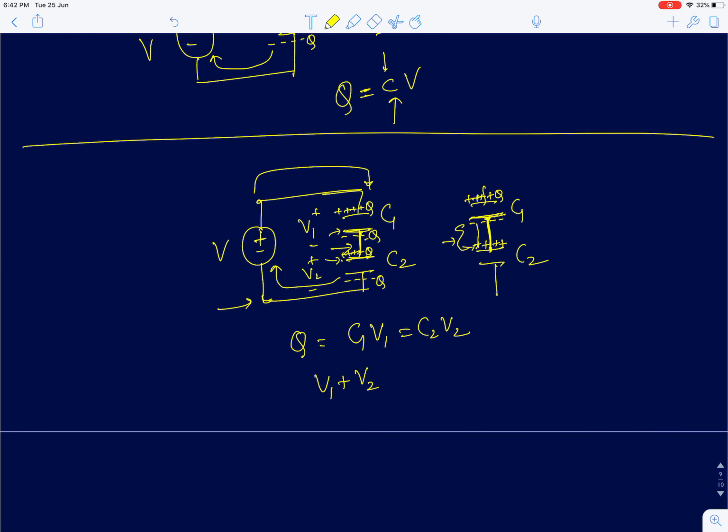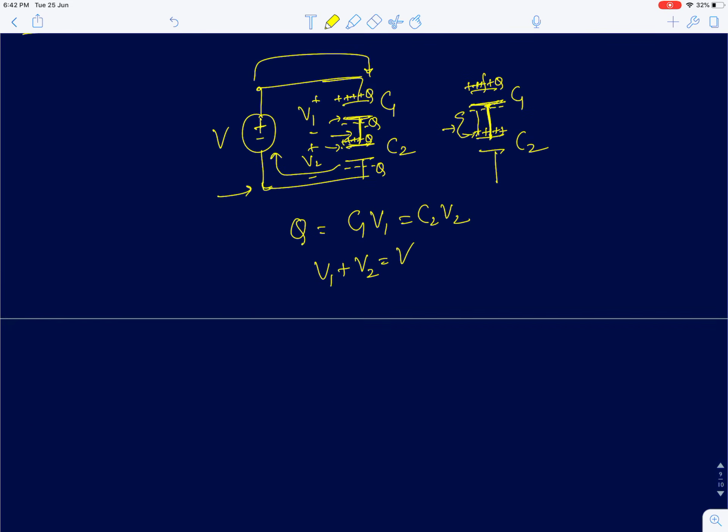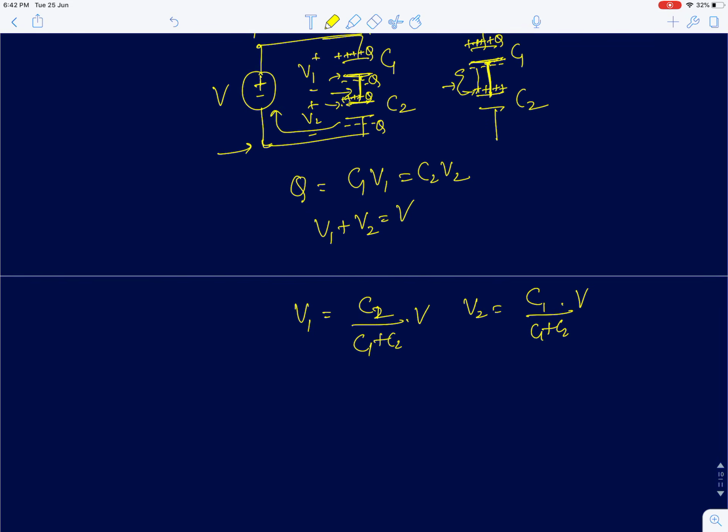KVL is still valid. It's an electrostatic circuit, so KVL has to be valid. It's equal to V. So from this we can simply find V1 as C2 upon C1 plus C2 into V, and V2 as C1 by C1 plus C2 into V. Okay, so here you can observe that the charge is the same for both the capacitors.